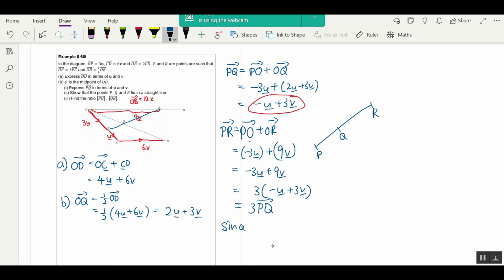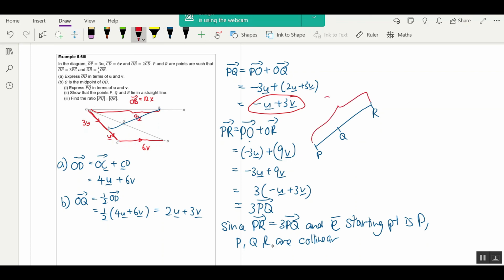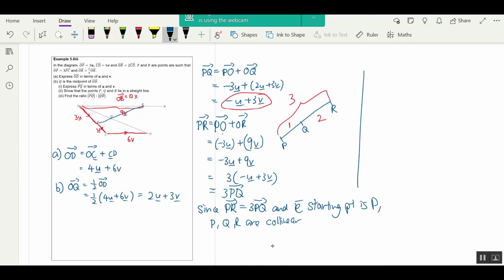So you say that since PR equals 3 PQ and the starting point is P, Q, R are collinear. Now because we already know that PR is equal to 3 times PQ, this whole thing is 3 units, PQ is 1 unit, which means that QR is 2 units. Hence for the last part, if I want the ratio of the magnitude of PQ to QR, that would be 1:2. Just reading off from the diagram like that, you should be fine.